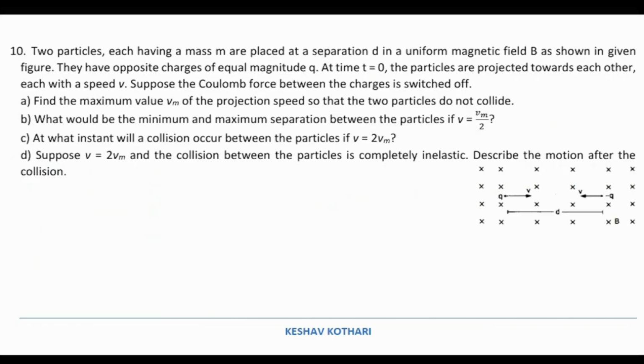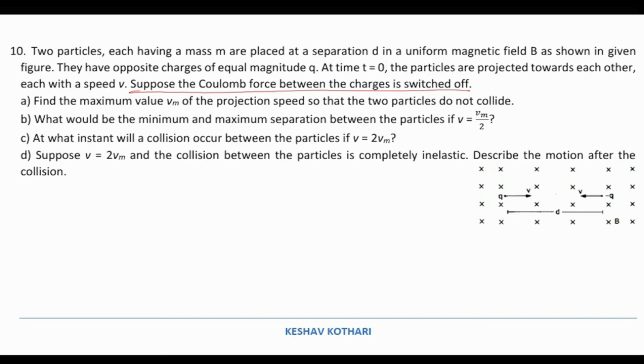In the next problem the question is stating two particles each having a mass m are placed at a separation d in a uniform magnetic field B as shown in the given figure. They have opposite charges of equal magnitude q. At time t equal to 0, the particles are projected towards each other with a speed v. Suppose the Coulomb force between the charges is switched off. This is an interesting point which must be kept in mind. Find the maximum value Vm of the projection speed so that the two particles do not collide.